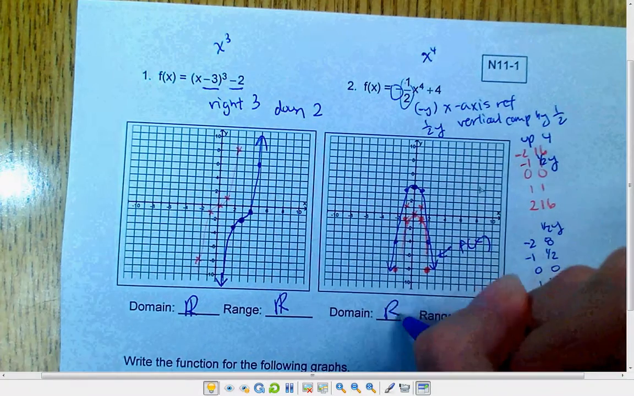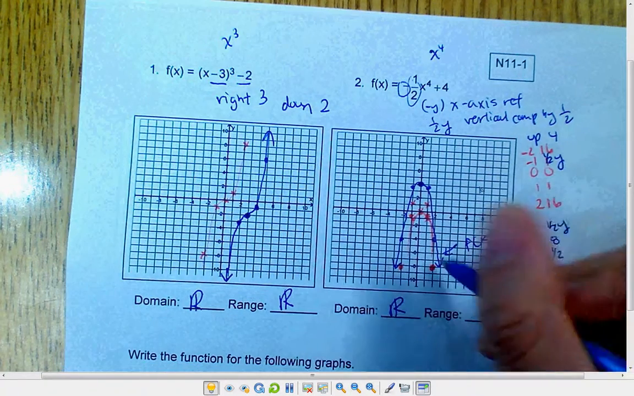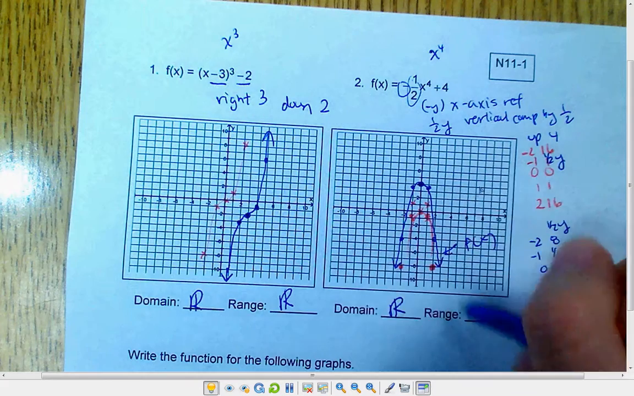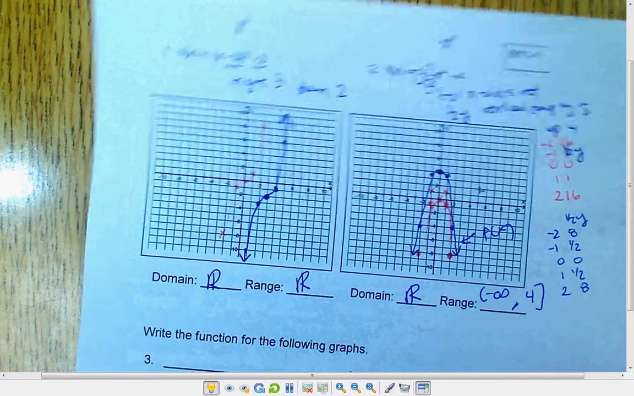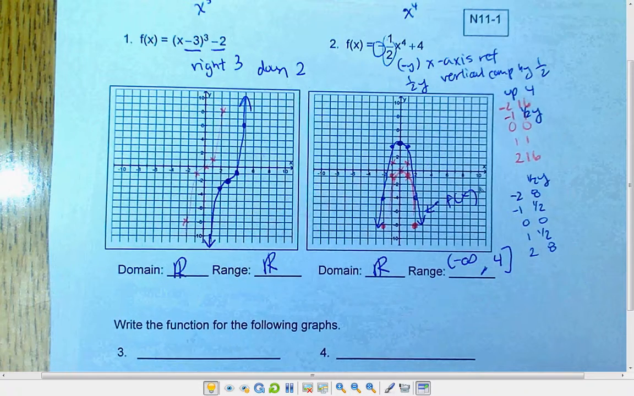My domain is all real numbers. My range, however, because it's starting at the lowest point, is the arrow going on forever, -infinity, up until the highest point, 4, bracket, because it's included.